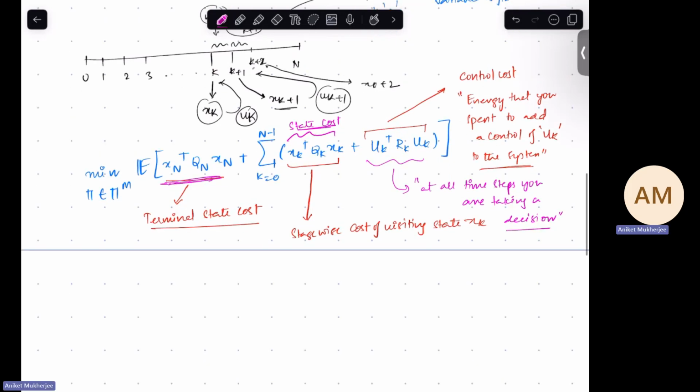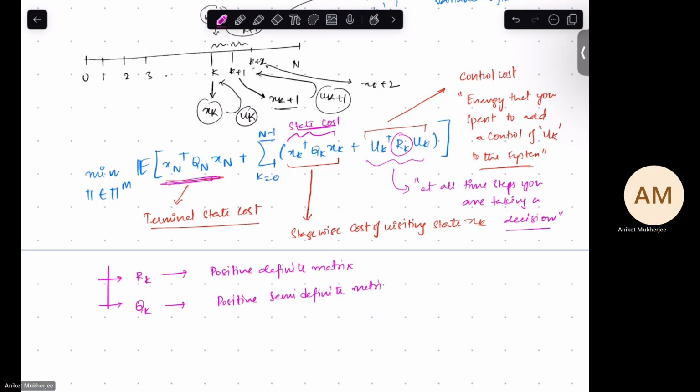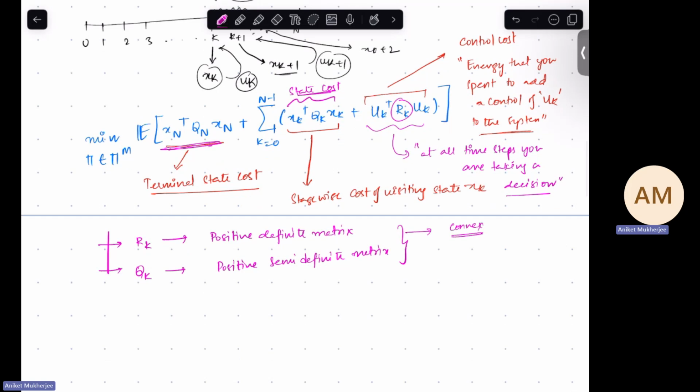Okay. Some more assumptions in this cost function are that your Rk matrix is a positive definite matrix. Right? And your Qk is a positive semi-definite matrix. These basically allow you to come up with the objective function to be convex, right? And also you can see that the objective is quadratic in nature.